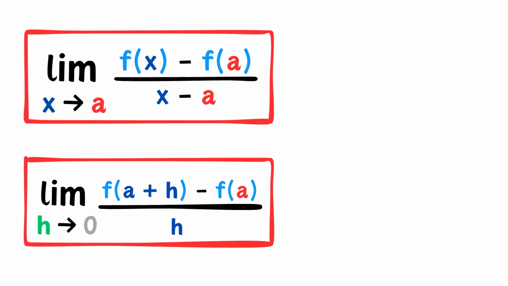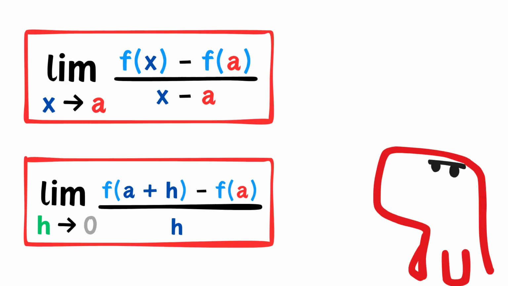Finding derivatives using the limit definition every time can be slow and tricky. Thankfully, there's a shortcut we can use to make the derivatives of powers easier. This shortcut is called the power rule.